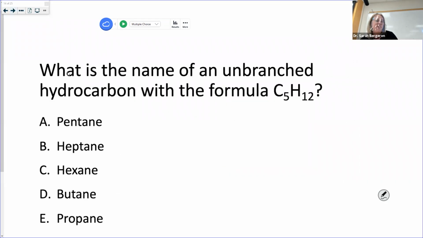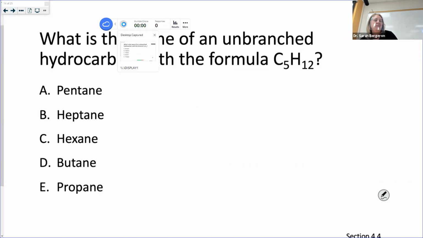All right. What is the name of an unbranched hydrocarbon with the formula C5H12? C5H12.